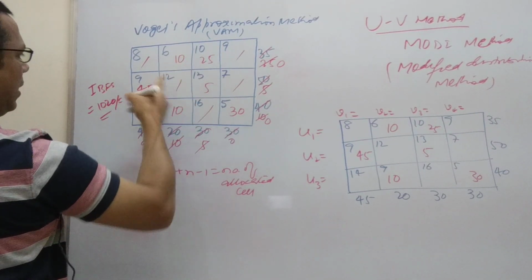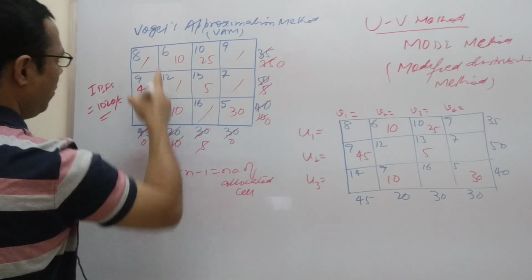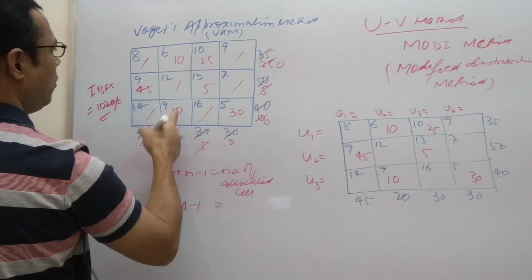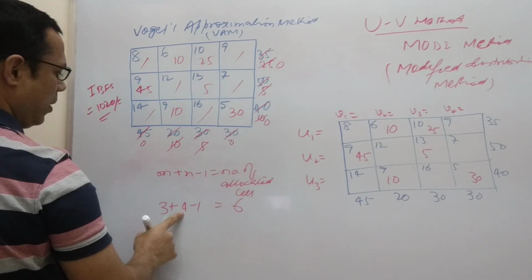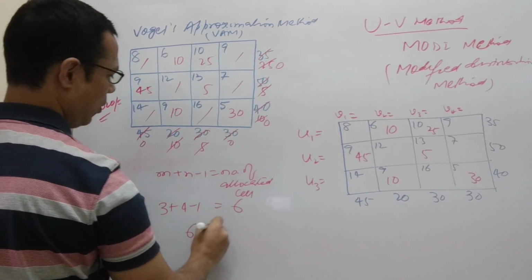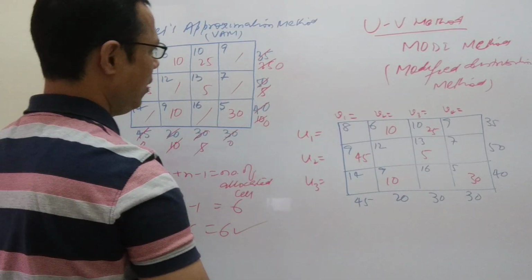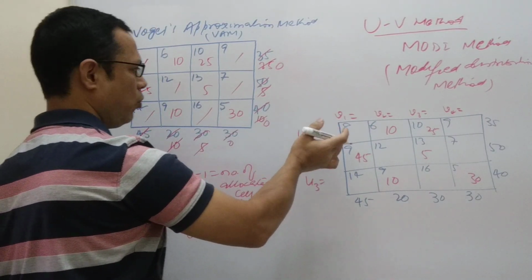So how many rows? There are 3 rows. How many columns? There are 4 columns. Minus 1. How many allocated cells? 1, 2, 3, 4, 5, 6. Just calculate: 3 plus 4, 7 minus 1, 6. 6 is equal to 6. It means this condition is true. So now we can proceed to find the u and v.